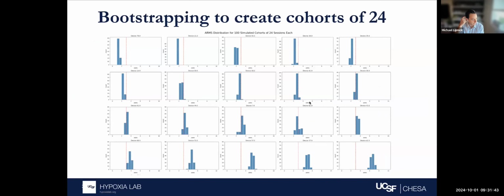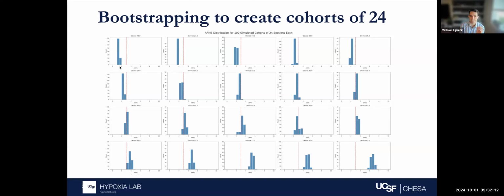Another analysis that we did was bootstrapping with our cohorts to try and create the cohort of 24 with the balance of gender, diversity of skin pigment, all the other criteria that I had mentioned at the beginning. So for example, at the top left here, we had a device that had a total number of 51 participants that we had tested it in. We chose and created cohorts of 24 from that 51 over and over again. We created 100 cohorts and calculated the ARMS.